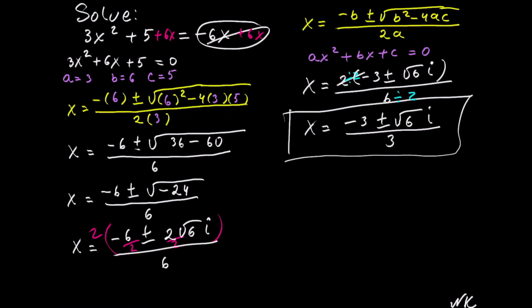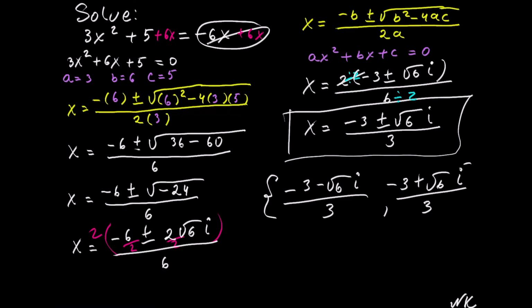If you need to have two separate values for x, the solution set is negative 3 minus square root of 6i over 3, and negative 3 plus square root of 6i over 3. That's all.